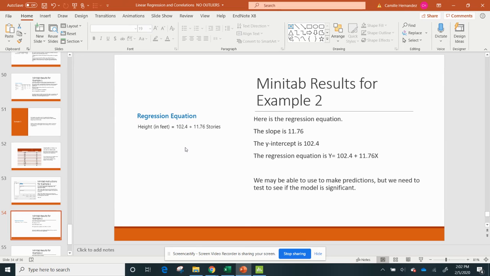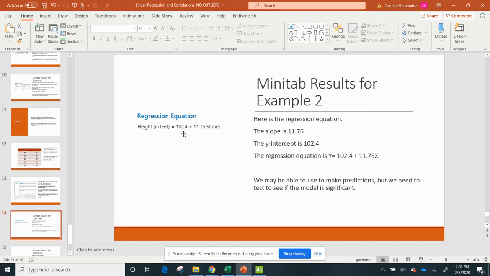So my slope is 11.76. My y-intercept is 102.4. And that makes my regression equation y equals 102.4 plus 11.76 times x. I'm going to note here I have a positive slope. I will need that when I keep going, when I do my r value. How do I know it's positive? Because of this plus right here, right in front of the slope.